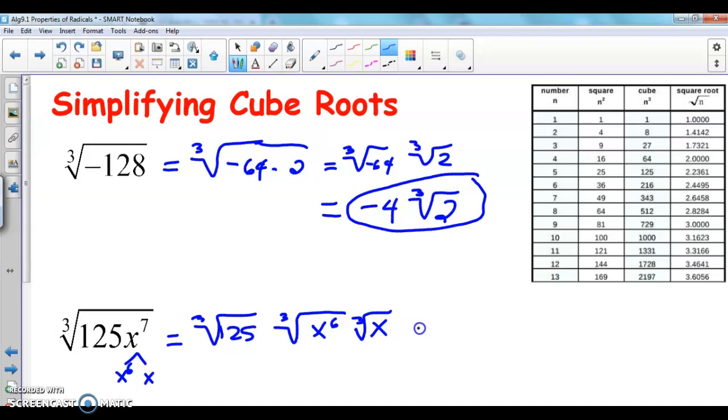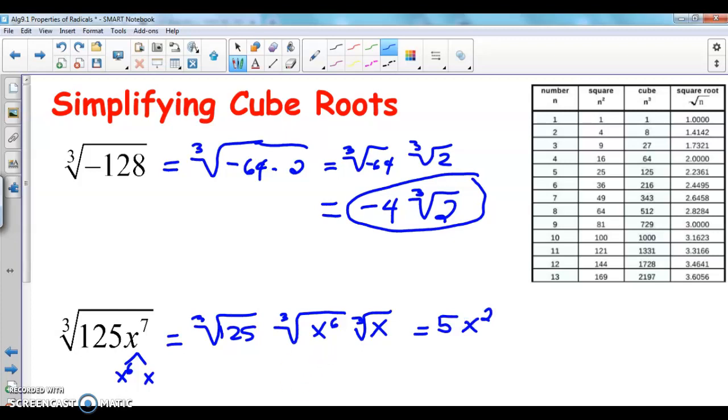Alright, so now let's get the answer. Cube root of positive 125 is 5. There you go. Now cube root of x to the 6. So you divide 6 by 3 right there. 6 divided by 3 is 2. So this will become x to the 2nd power.